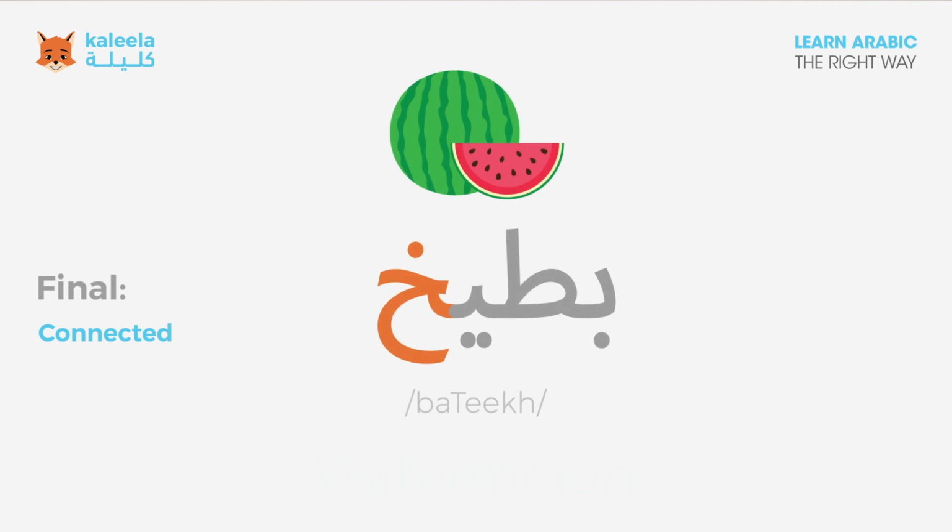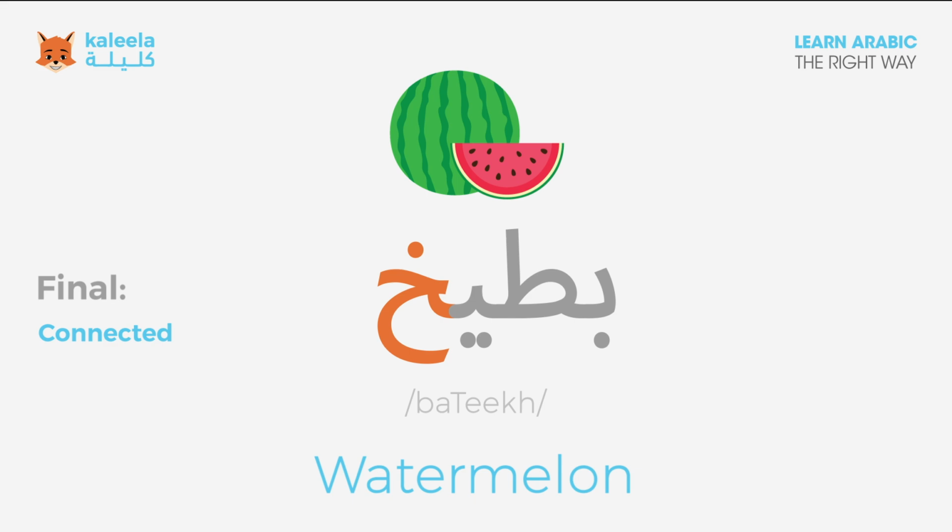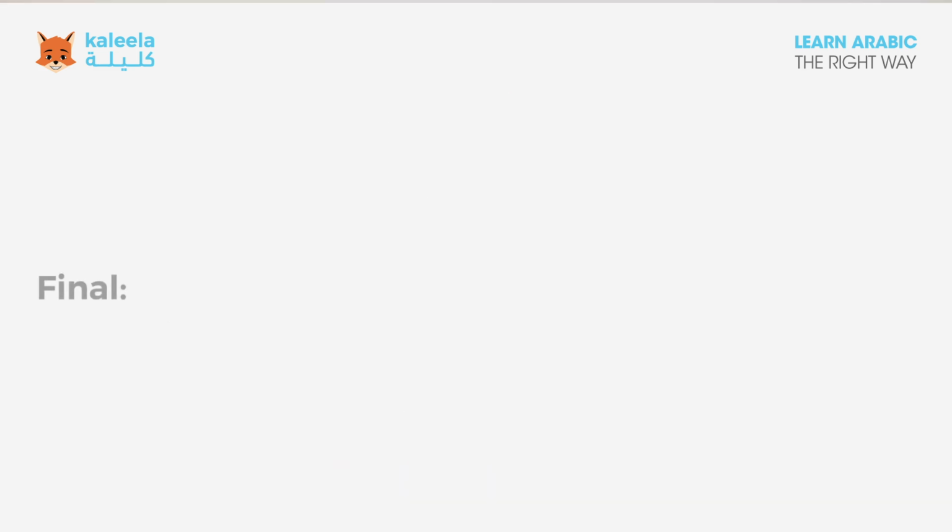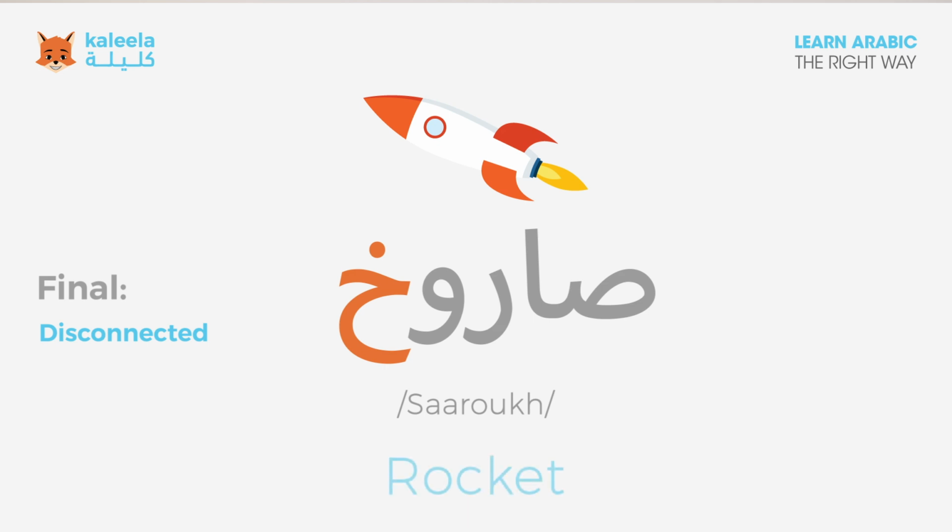The last position of the letter Khaa is final, when it comes at the end of a word. Here we have two cases. The first case is at the end while being connected to the previous letters in the word, as in battikh, which means watermelon. The Khaa here also looks like a tilted line with the English letter C attached to it with a dot on top. The second case is at the end while being disconnected from the previous letters in the word, as in sarukh, which means rocket.